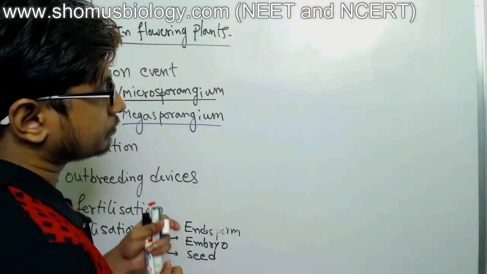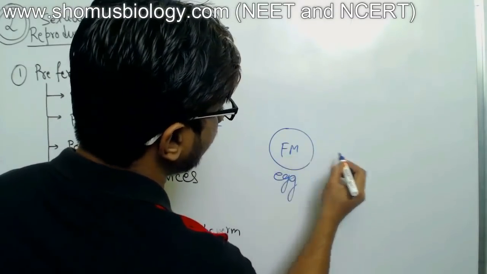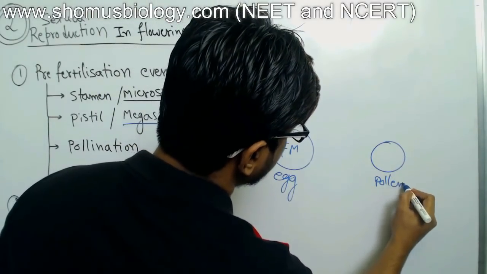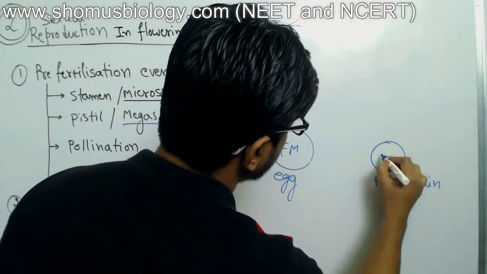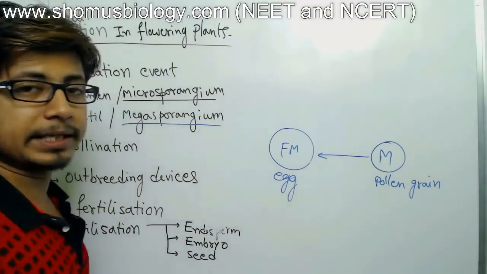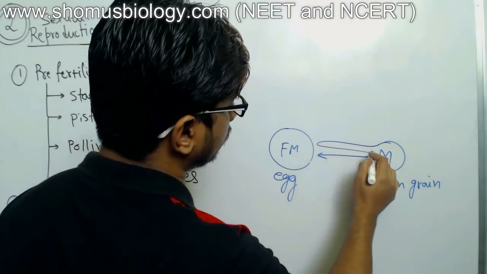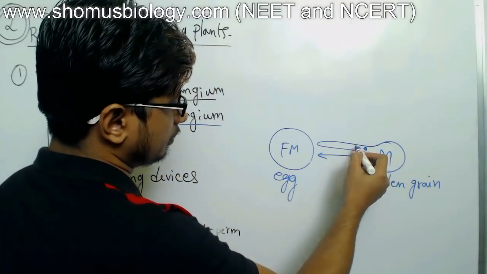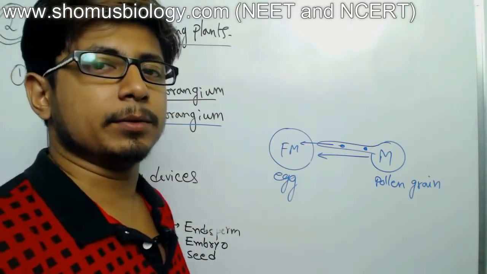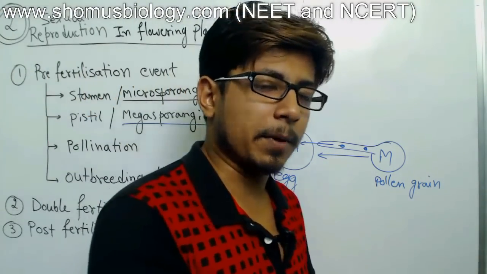Let me draw the idea. This is the egg, this is the female part, and this is, let's say, the pollen grain. This is the male part. It's very important that the pollen grain interacts with the egg, and the pollen grain starts to form a pollen tube, with which the nucleus from the pollen grain starts migrating inside and binds with the egg nucleus there. This is the overall event in double fertilization, which we will see in the next part.